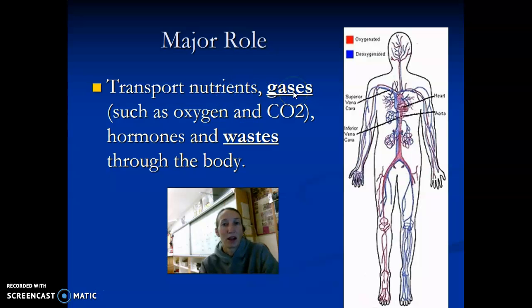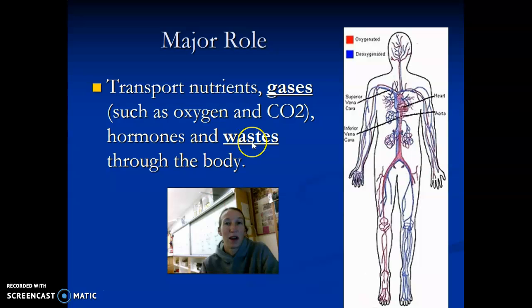It helps transport gases. How do we get oxygen to all of our cells if our blood isn't the one moving it around our body? And that's gases that we need, like oxygen, and getting carbon dioxide out of our body. It helps circulate hormones, all of the different hormones associated with the body: estrogen, testosterone, adrenaline, your pituitary hormone. All of that's going to be circulated by your circulatory system.